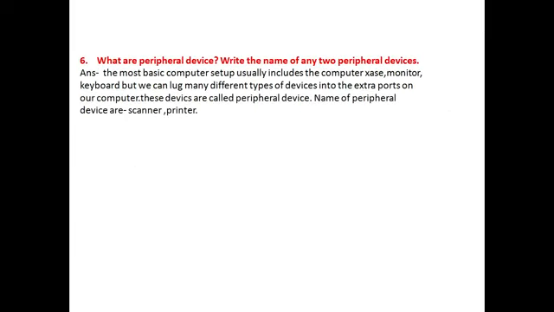Next is, what are peripheral devices? Write the name of any two peripheral devices. So in common words we can say the external devices which we can connect or disconnect anytime from the computer, that is called peripheral devices. The most basic computer setup usually includes the computer's case, monitor, keyboard, but we can plug many different types of devices into the extra ports on the computer. These devices are called peripheral devices.